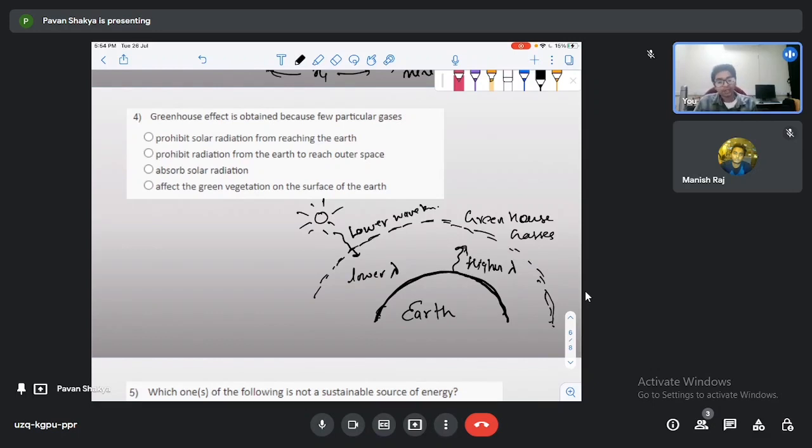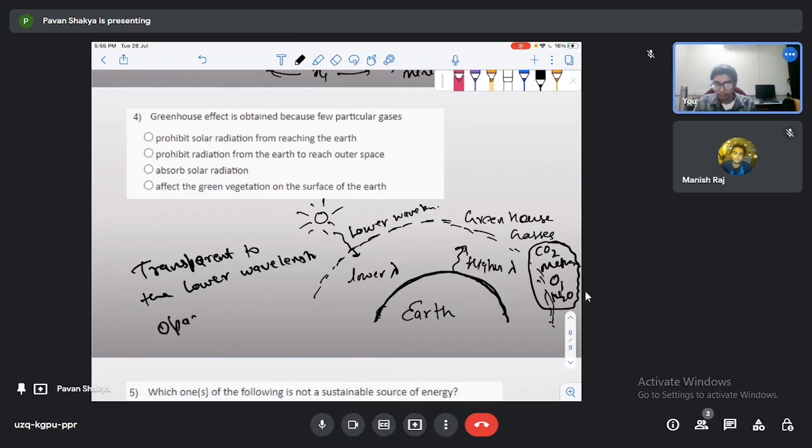Greenhouse gases contain CO2, methane, ozone and nitrous oxide. What these gases do is that they are transparent to the lower wavelength, whereas these gases become opaque for the higher wavelength.